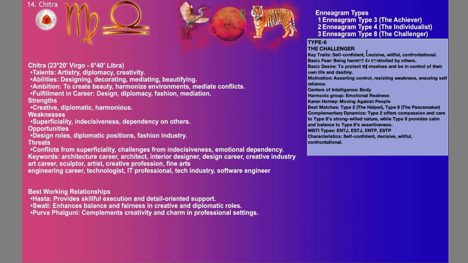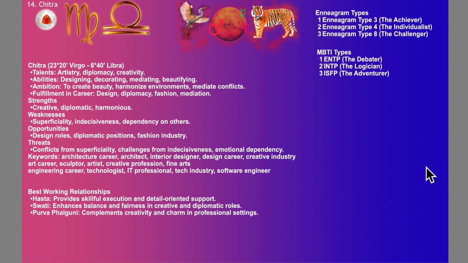So I would put these people, since they are moving against people, in crafts, arts and crafts, but more so in the fields of architecture, being an architect, interior designer of all kinds, or choosing a design career or the creative industry. That would be the challenger. So if you're a type 8 Enneagram with Chitra, have a look at where your Mars is, Mercury is, and Venus is, because these are the dominant planets for this nakshatra.